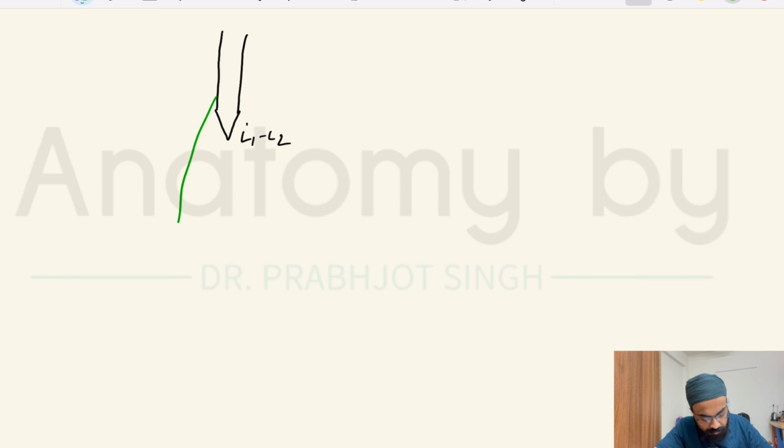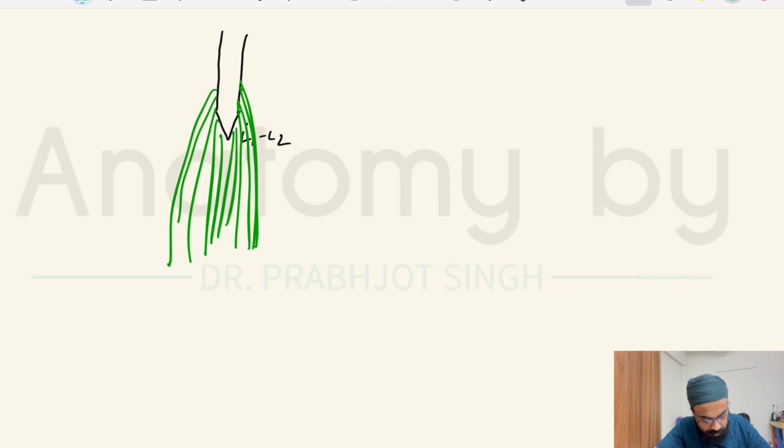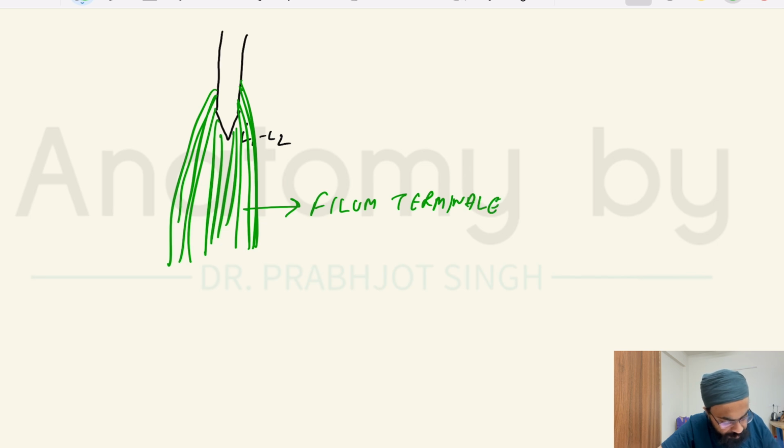From this part, it gives off multiple nerves on both the sides. So what is it looking like? It's looking like घोड़े की पूंछ. So these nerves are known as filum terminale, and this triangular part of termination is known as conus medullaris.